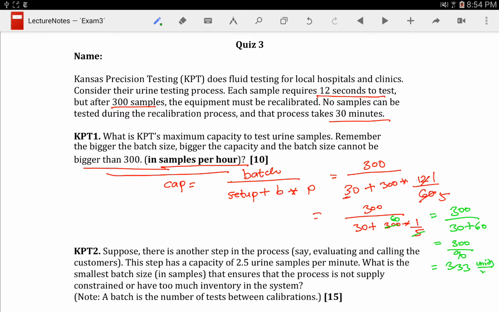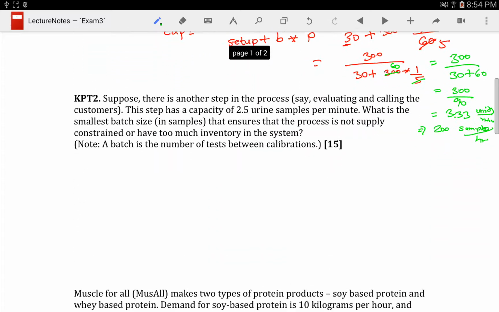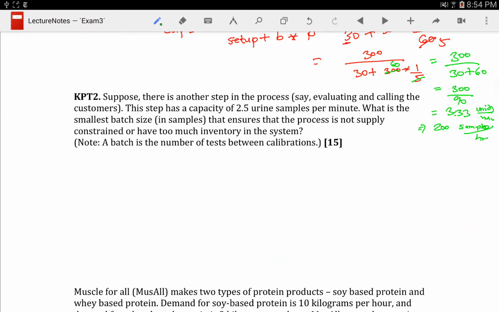units per minute. But the answer wants it in samples per hour, so multiply this by 60 and you'll get 200 samples per hour. That's all to this. Now suppose we have another step with a capacity of 2.5 samples per minute. With the current batch size of 300, we have a capacity of 3.33 samples per minute.